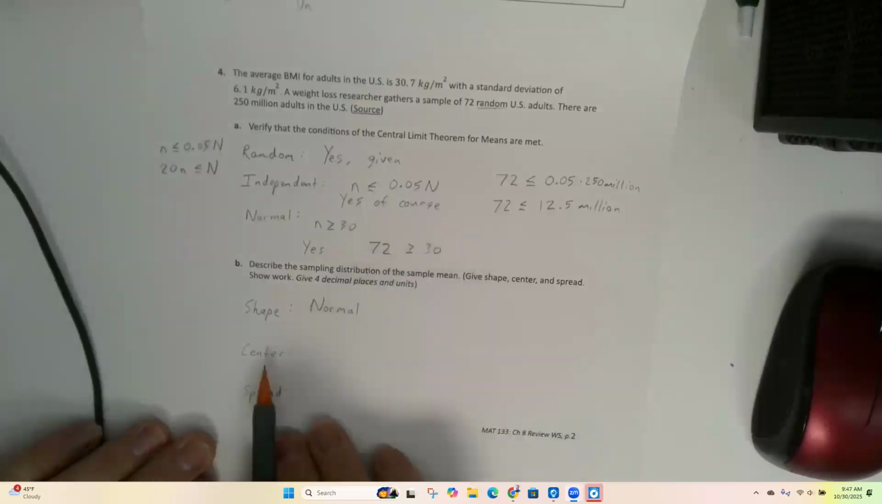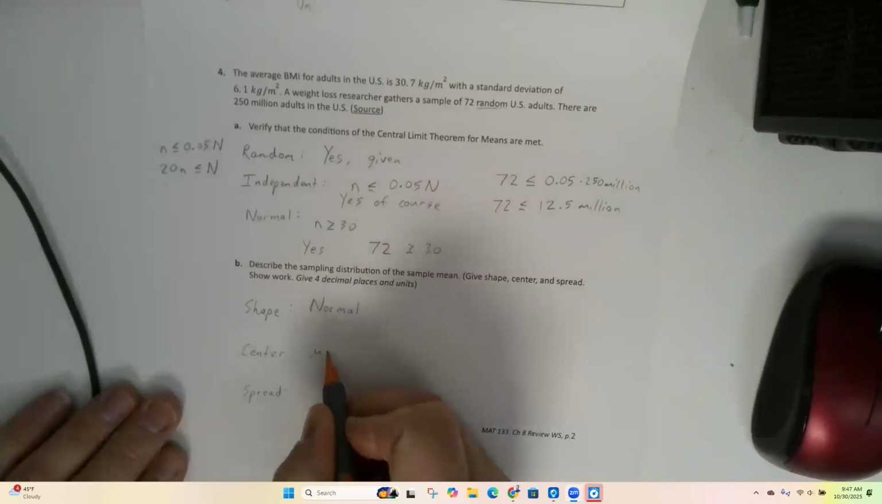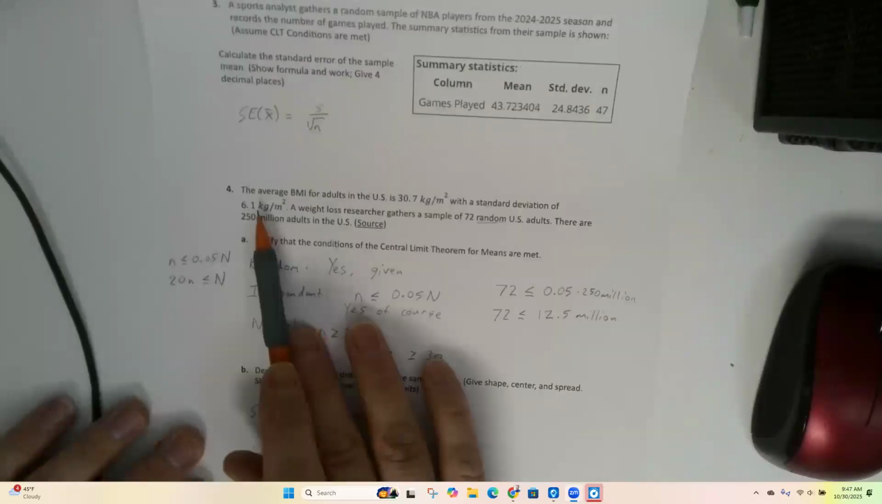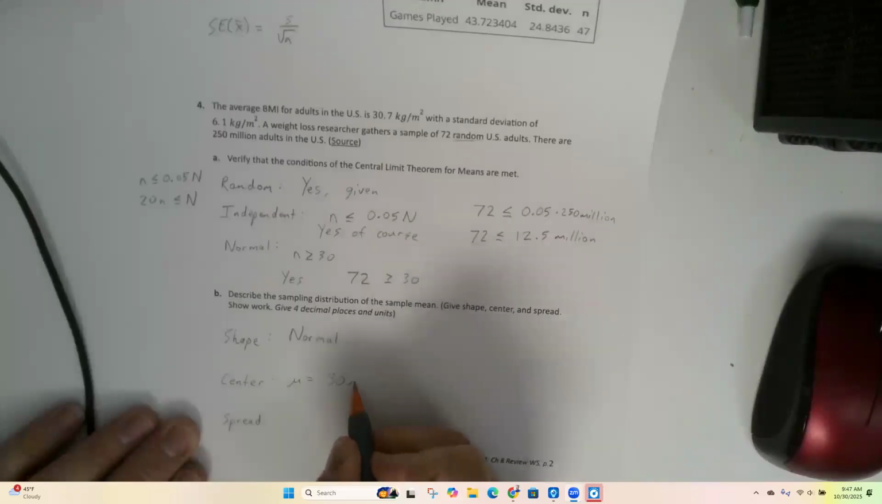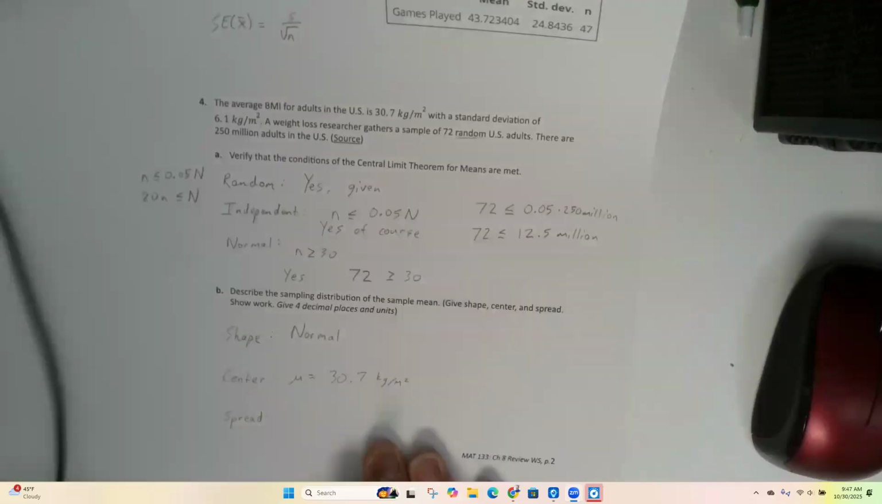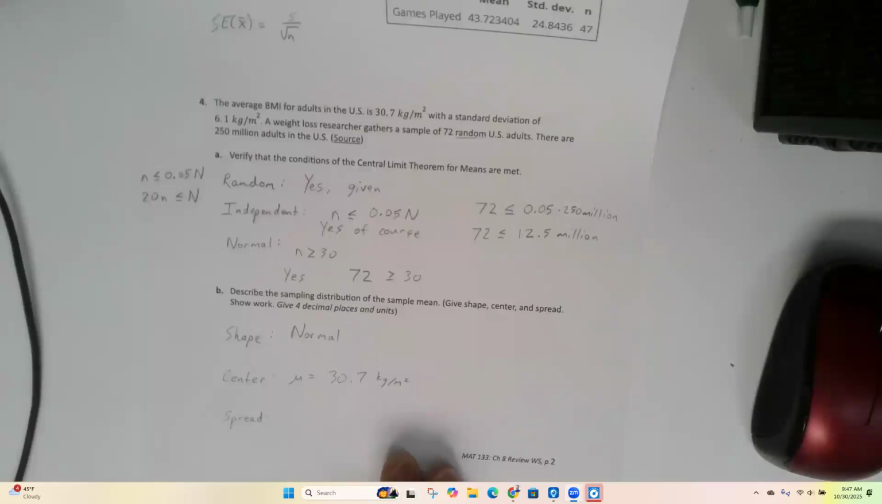The center is where the mean is. So they said that the mean, the average, they didn't say mean, but that's fine. Mean and average are the same. They said the average was 30.7 kilograms per meter squared, whatever that means. The key here, all you really need to know for this is that your center is going to be the same as the average of the population.